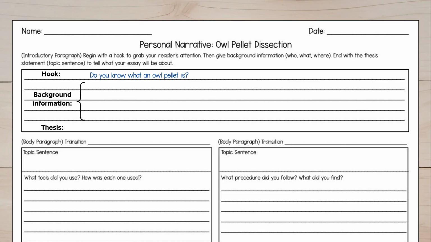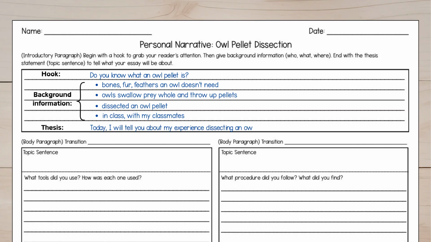Next, give a little background information. Who was there? What were you doing? Where were you? Finally, write your thesis sentence or a topic sentence. This tells what your whole essay will be about. For example, today I will tell you about my experience dissecting an owl pellet and what I discovered.